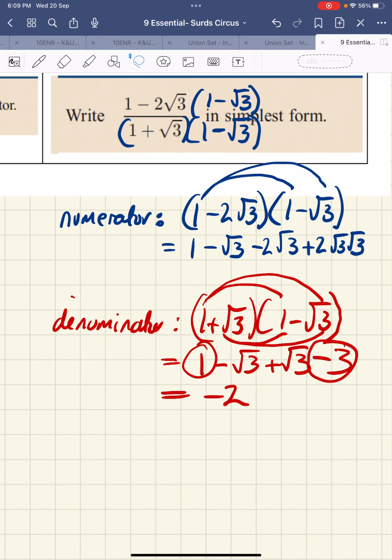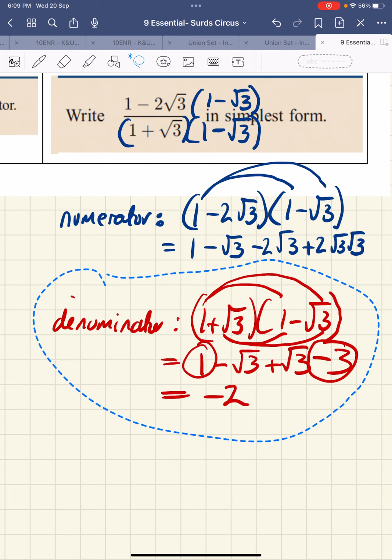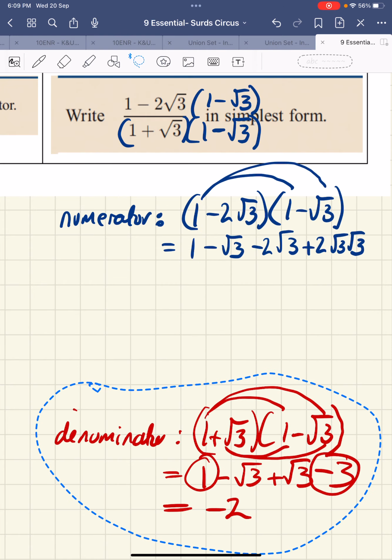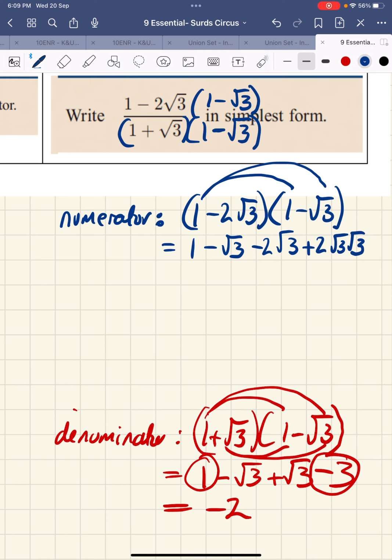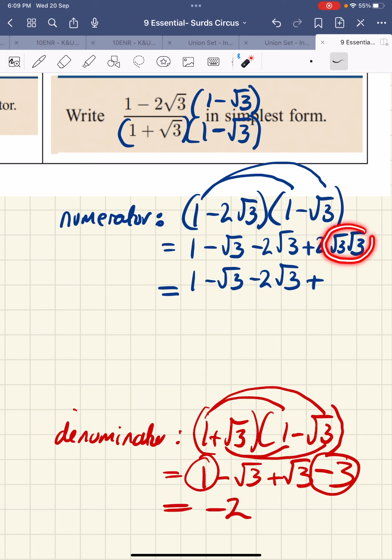What I'll do is let me move this down to give myself a bit more space. There we go. And so what can we do? This is 1 minus root 3 minus 2 root 3. And can you see over here, that old root 3 times by itself just gets us back to 3. So this is 3, and 2 times 3 is 6. And finally we can tidy up because we've got 1 plus 6 makes the 7.